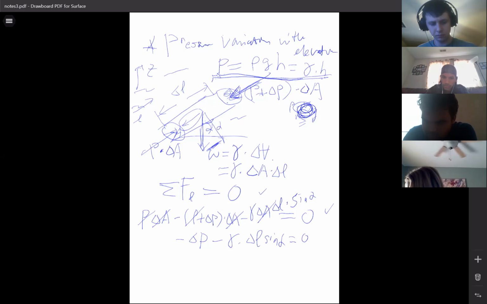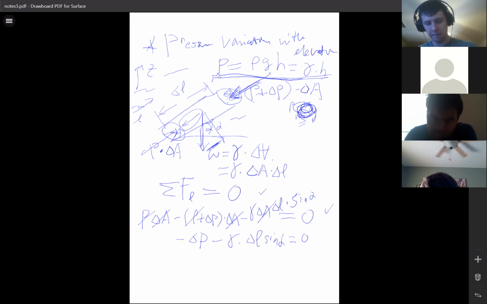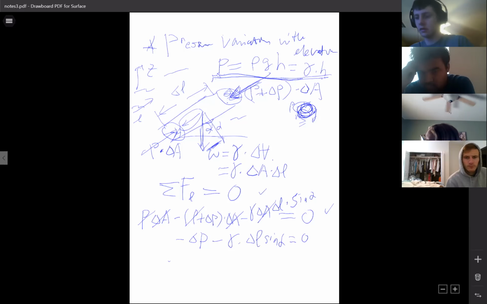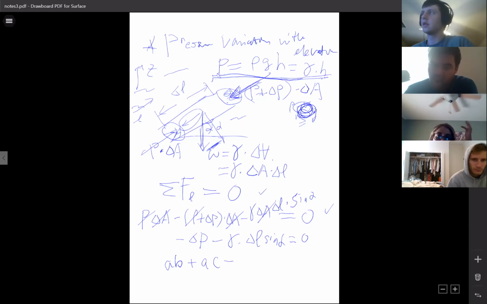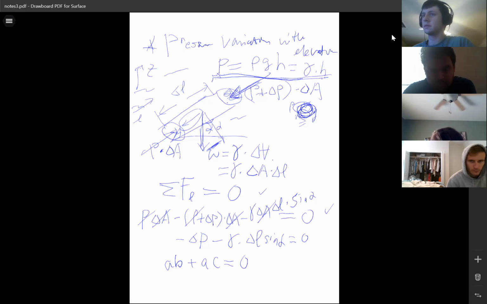Is everybody on the same page? Do I need to explain anything here? Can you explain how you were able to cancel out delta A? You have delta A three times. How were you able to cancel all three of them? Divide by delta A. Oh, I see. Appreciate that. You're welcome. I like to use equations to explain.